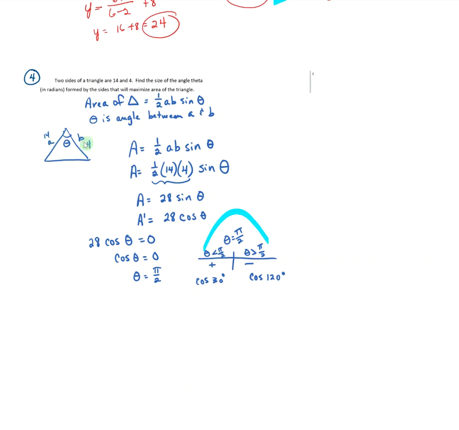So here's our picture. A is 14, B is 4, here is theta. The area is 1/2 AB sine theta. Plug in your A and your B, and that is 28 sine theta. A prime is 28 cosine theta. Take that and set it equal to 0. Cosine of theta is 0. Where is cosine theta 0? Theta is pi over 2. And you could check it. That does prove to be a maximum area. So that one was pretty straightforward, pi over 2.